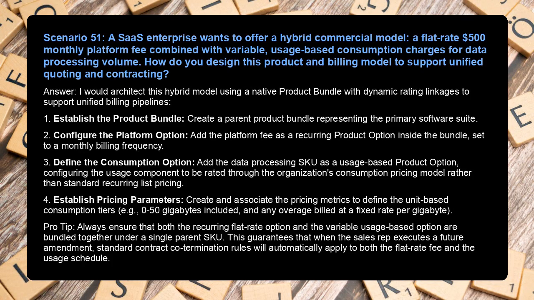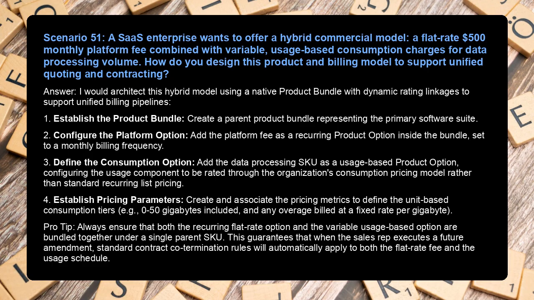Scenario 51. A SaaS enterprise wants to offer a hybrid commercial model. A flat-rate $500 monthly platform fee combined with variable, usage-based consumption charges for data processing volume. How do you design this product and billing model to support unified quoting and contracting? Answer: I would architect this hybrid model using a native product bundle with dynamic rating linkages to support unified billing pipelines.